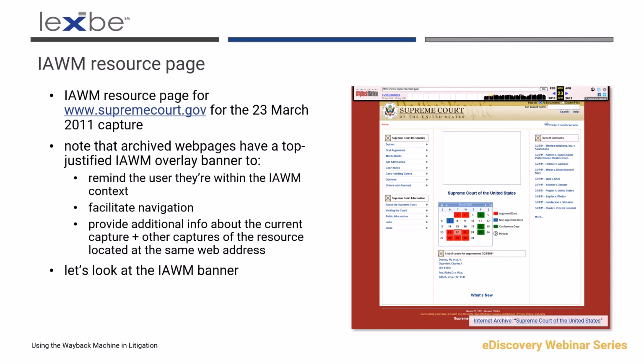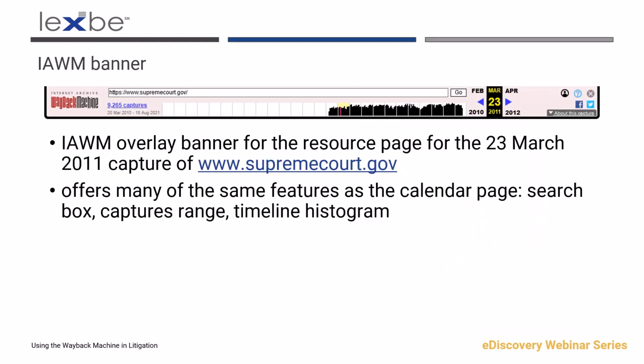Let's take a closer look at the overlay banner. Here's the banner for the 23 March 2011 capture of the U.S. Supreme Court homepage, isolated and enlarged. It offers many of the same interface elements and features as we've already reviewed, including the search box, captures range, and timeline histogram.